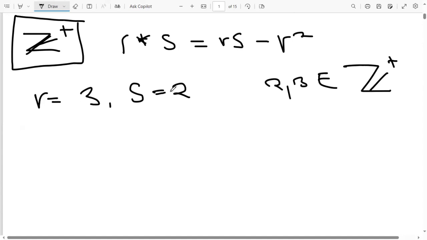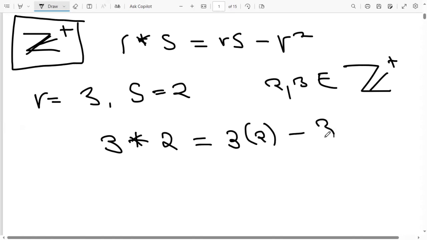So let's test these two values. Where there's R, I'm going to put 3, and then star. Where there's S, I'm going to put 2. Then this will be equal to the R, which is 3, multiplied by the S, which is 2, and then minus 3 squared, like this. So what do I get when I multiply this?